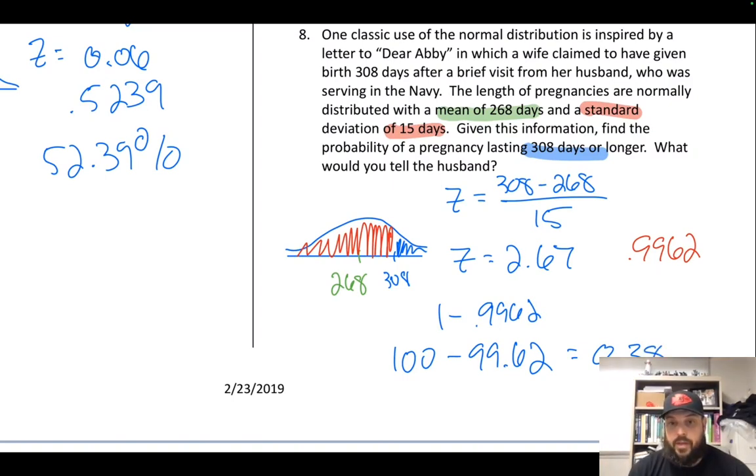0.38. And so the probability of the wife giving birth 308 days or later is less than 1%. Is it likely? Less than 1% likely. I would tell the husband, I think you have a long conversation to be having.